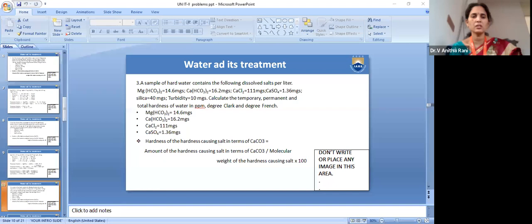First, find out for magnesium bicarbonate hardness, how much you got answer? 10, ma'am. Okay. For calcium bicarbonate? 10, ma'am. What is the molecular weight? 162. Okay, 16.2 by 162 into 100.